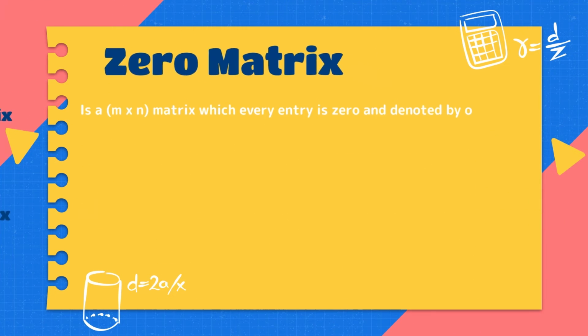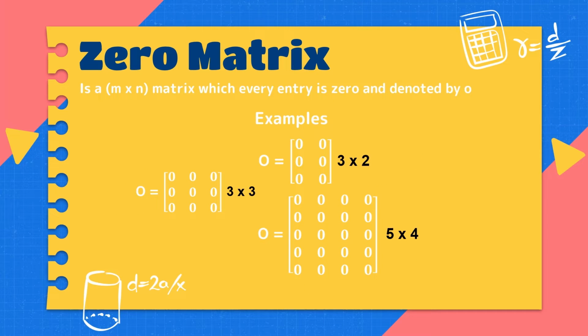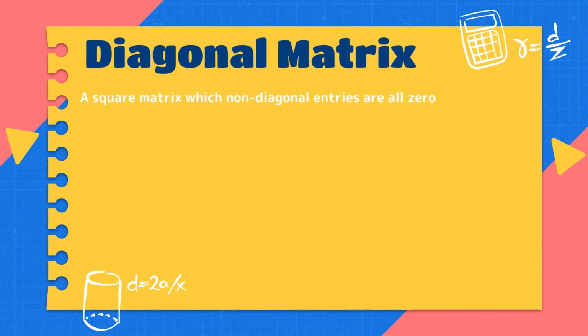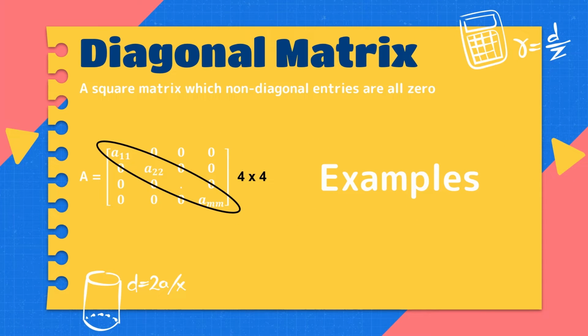A zero matrix is a matrix in which every entry is 0 and is denoted by O. See? All are zeros, right? The fifth matrix is the diagonal matrix. A diagonal matrix is a square matrix whose non-diagonal entries are all 0.